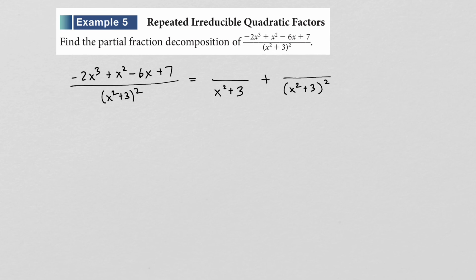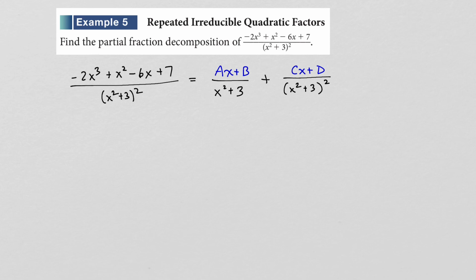Now these are irreducible quadratics, so the numerator here needs to be ax plus b, and the numerator here needs to be cx plus d. So each one of these is a linear factor, and we need to make sure that all these coefficients are represented by different letters, and so what we typically do is just go in alphabetical order. And now we have to solve for a, b, c, and d.